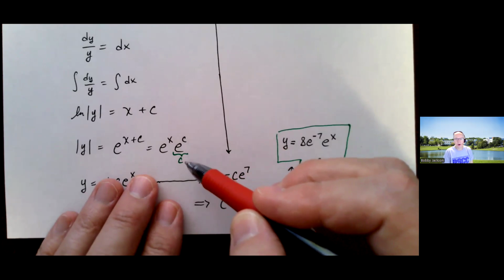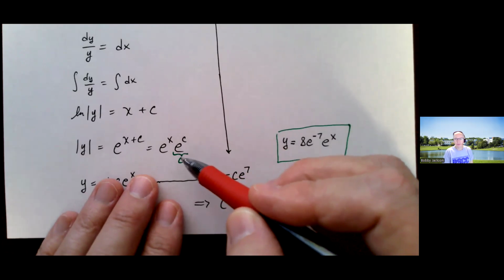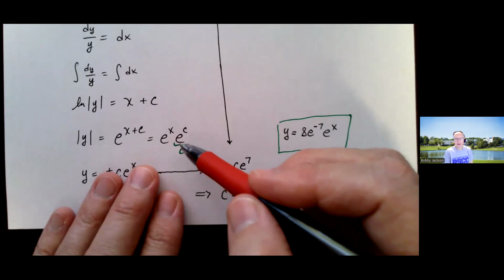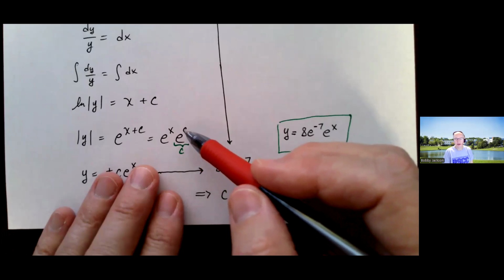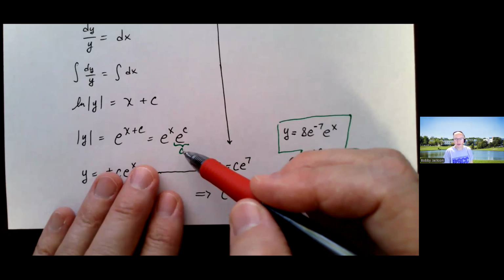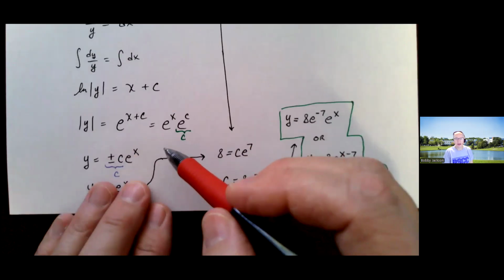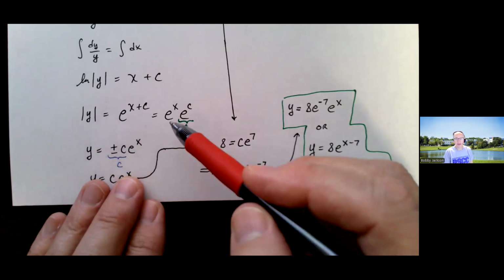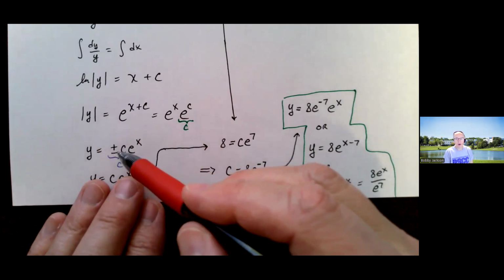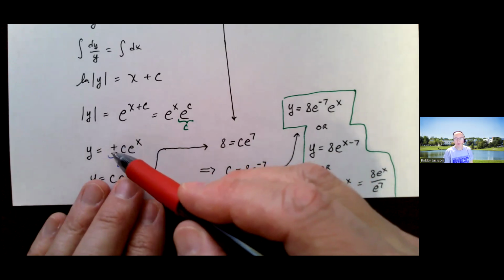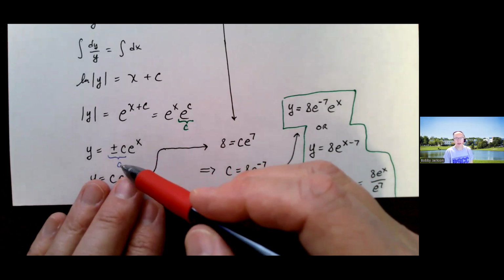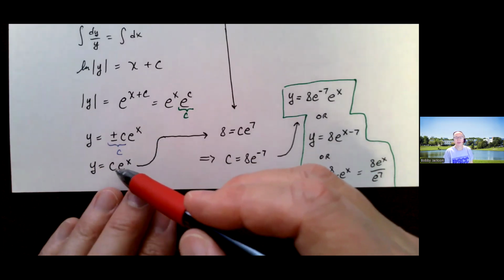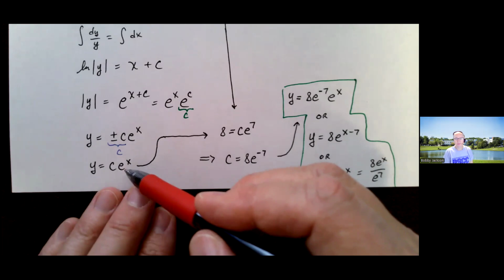Usually I do c sub 1 or something like that, but we're sophisticated enough, I hope, to realize that this c here is not the same as this c here, but nonetheless, it is a constant. Notice it's multiplying e to the x, and when I solve for y, the absolute value of y is equal to c e to the x. It means y is plus or minus c e to the x. Well, plus or minus any constant is just a constant. So the final solution is y equals some constant times e to the x.